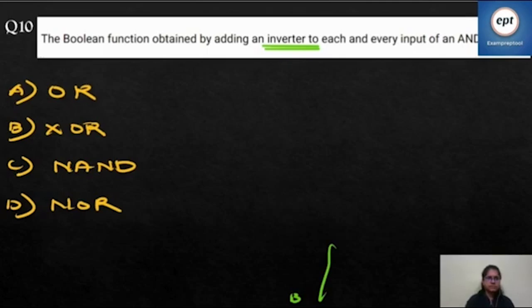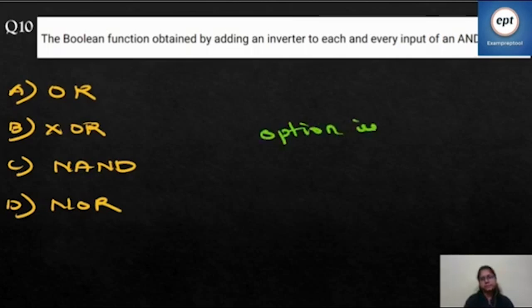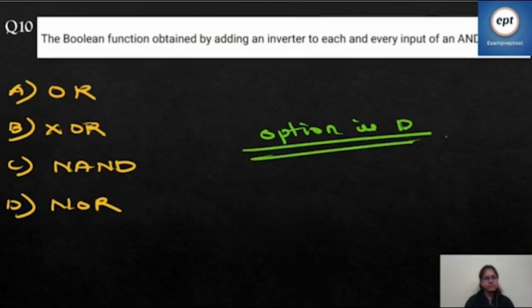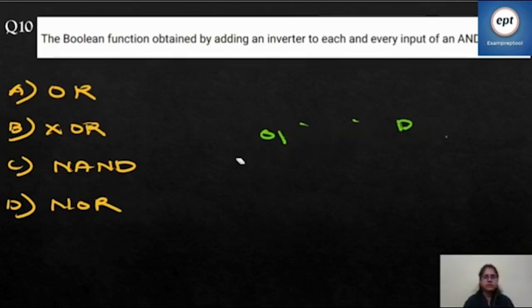So let's erase this. The correct option is option D, which is NOR. Okay, let's see the next question.